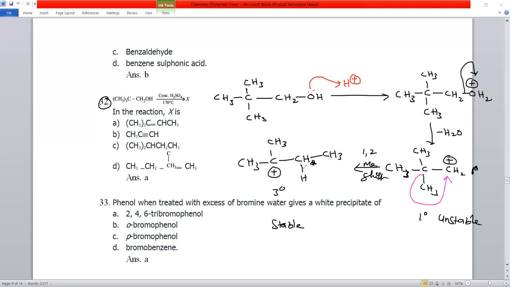Now, with beta hydrogen elimination, we finally get the alkene: CH3, CH3, double bond, CH3. What is the IUPAC name of this? 2-methyl 2-butene is the answer. Check: option A is the correctly matched one. This is complicated, students. The methyl shift is there to stabilize the carbocation. Why? Because a beta hydrogen is present, obviously the methyl shift has to occur here.